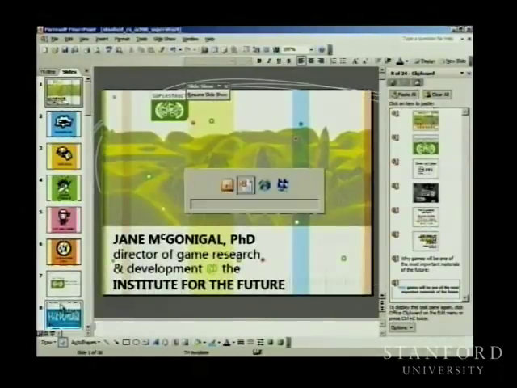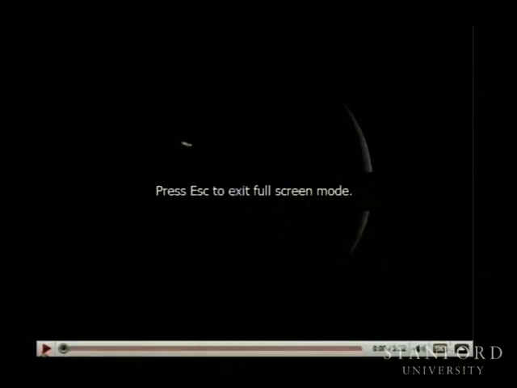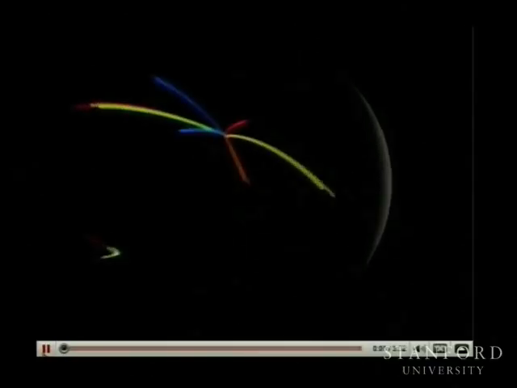So this is just to give you an idea of, when you come to the game site, how do you get immersed into these scenarios? This is Outlaw Planet. This is the hacker griefer scenario. So let's take a look at this.